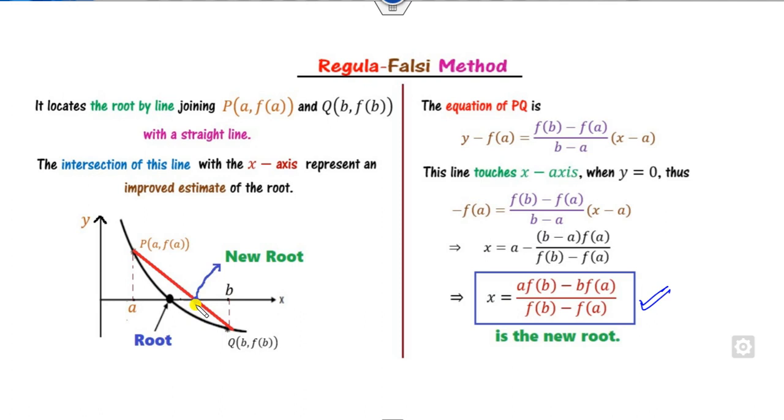Now what I told you, after that you can see again this value is negative. So now you can join this line, and then this is again a new root by taking this formula. Again you can join them, again you can take this, and you will get the required root near to them.